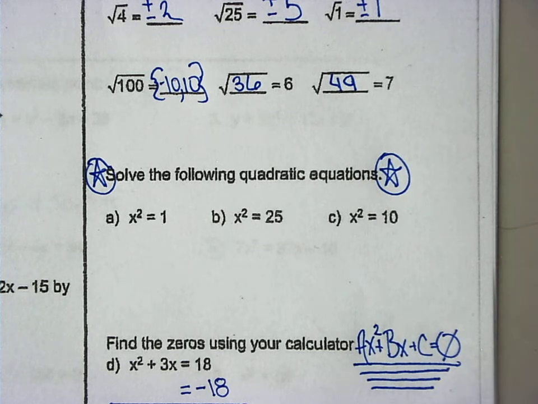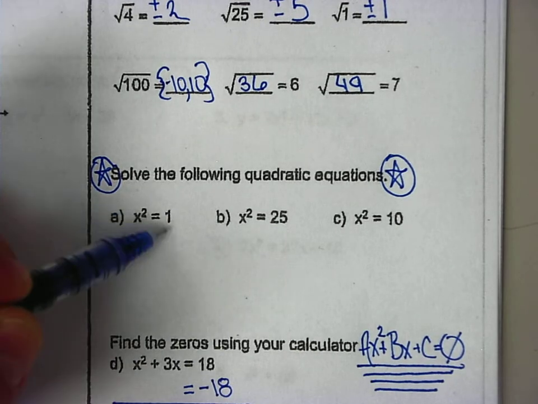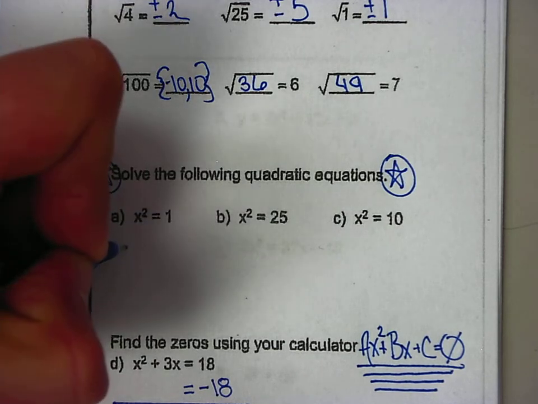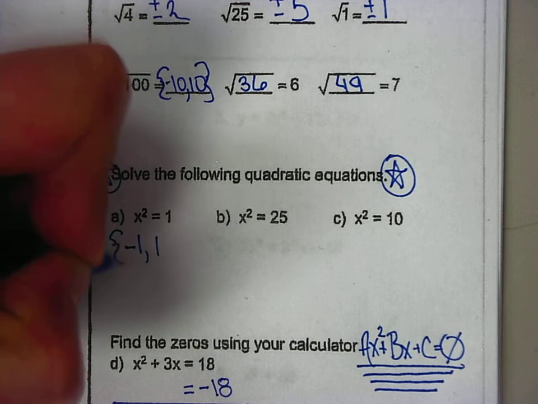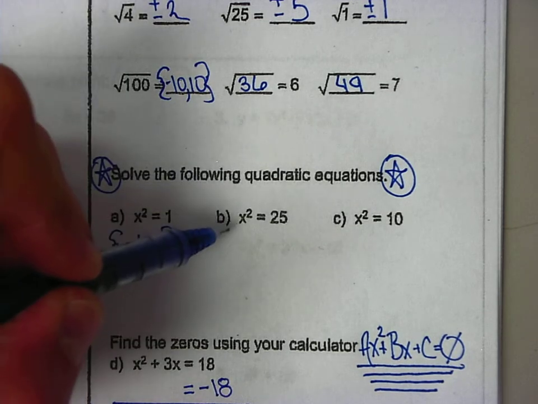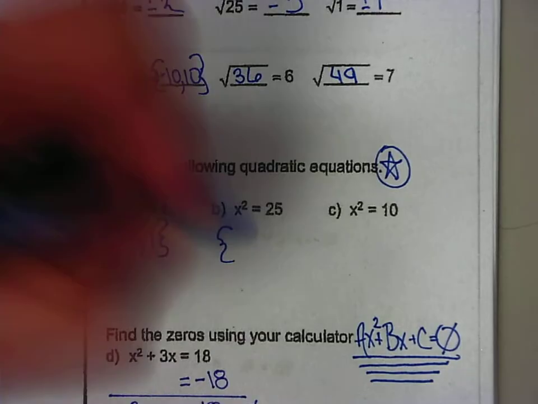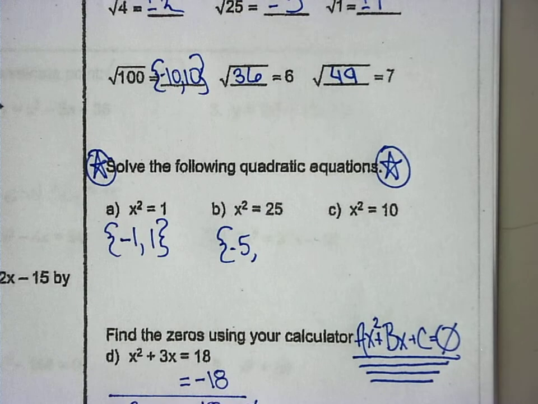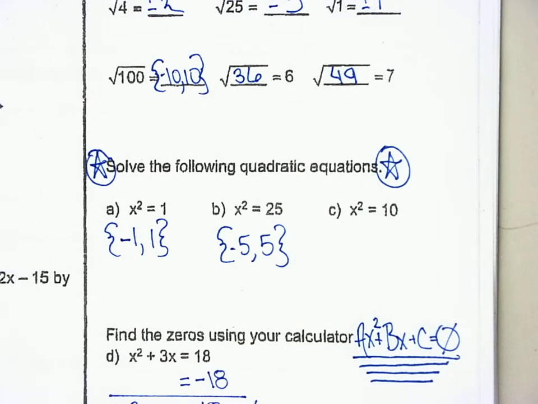You still don't need your calculator yet. Just use a bit of logic. What number times itself would give you a positive 1? Well, we can get negative 1 and a positive 1. Both those numbers times themselves will give us a positive 1. What numbers times themselves will give you a positive 25? If you haven't figured out already, negative 5 times itself will give you a 25, and positive 5 times itself will give you a 25.